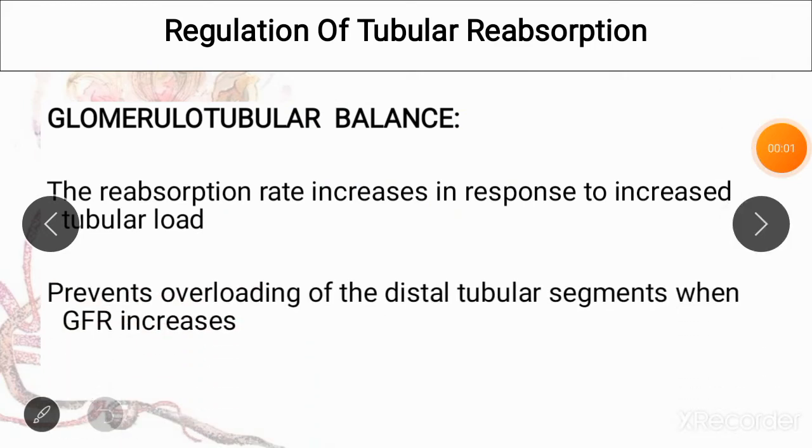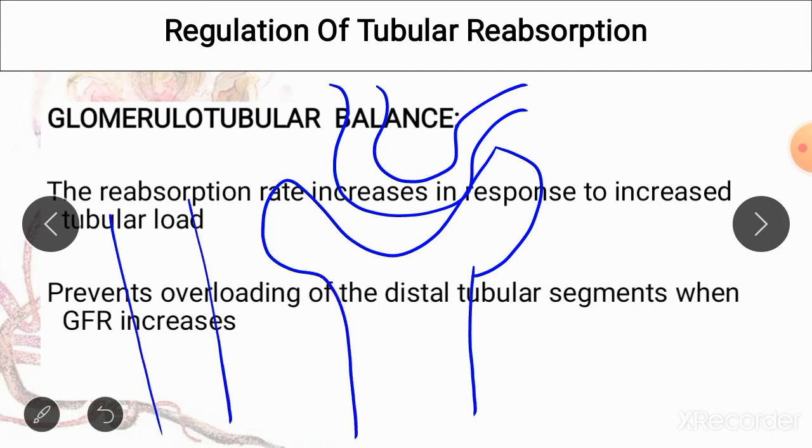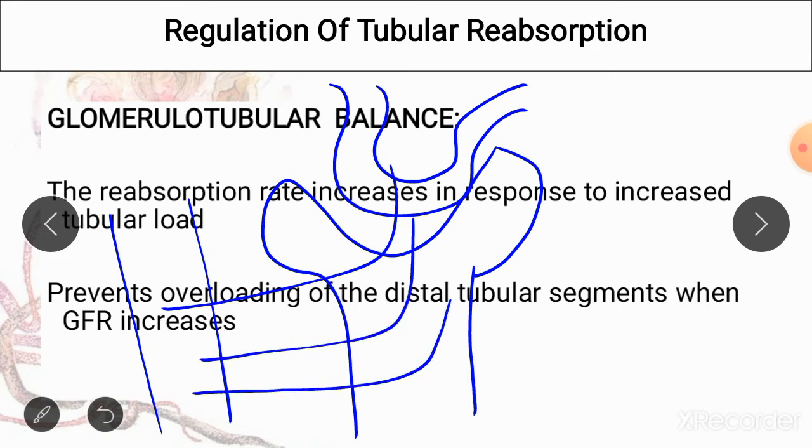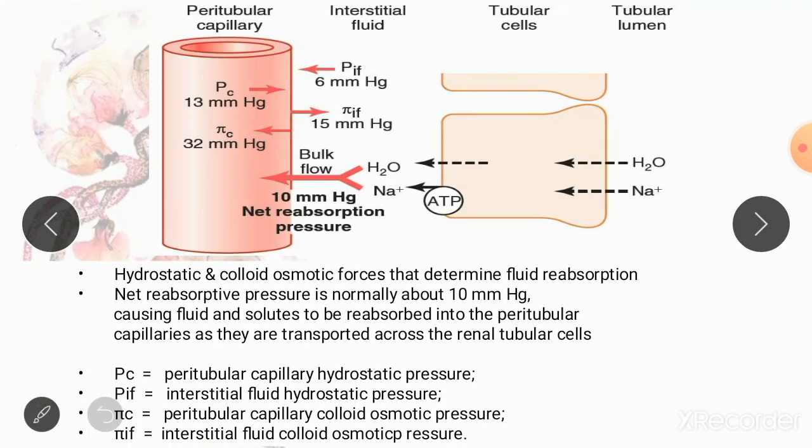First of all, what is the use of glomerulotubular balance? It prevents the overloading of the distal tubular segments when GFR increases. So when there is a lot of filtration taking place within the glomerulus, the reabsorption is also going to increase. Most of these substances can be reabsorbed, and the load of these solutes shall not increase on the later portions of the nephron. So this is known as glomerulotubular balance.